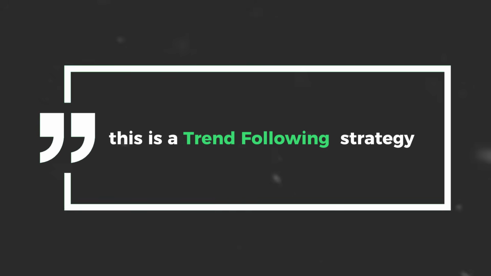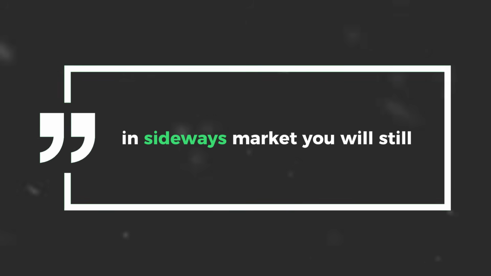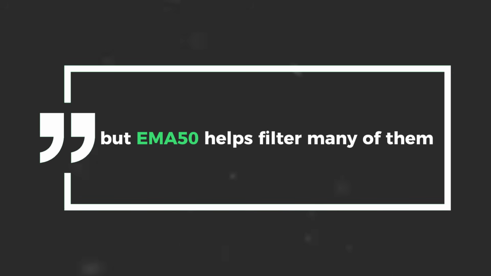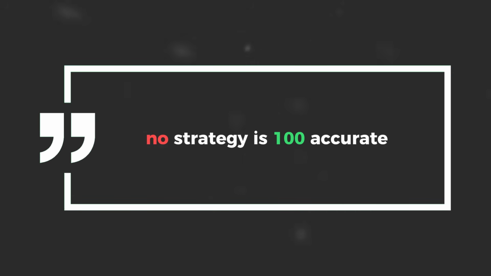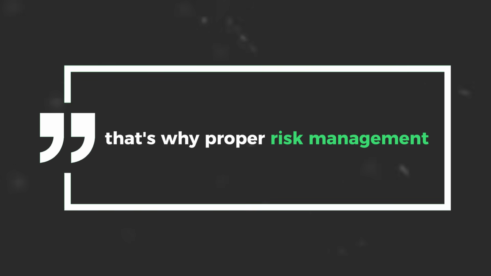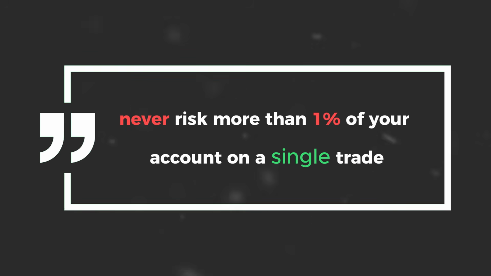A quick reminder. This is a trend-following strategy, so it works best in trending markets. In a sideways market, you will still get false signals, but the EMA 50 helps filter many of them. Also remember, no strategy is 100% accurate. Losing trades are part of the game. That's why proper risk management is critical. I recommend the 1% rule. Never risk more than 1% of your account on a single trade.